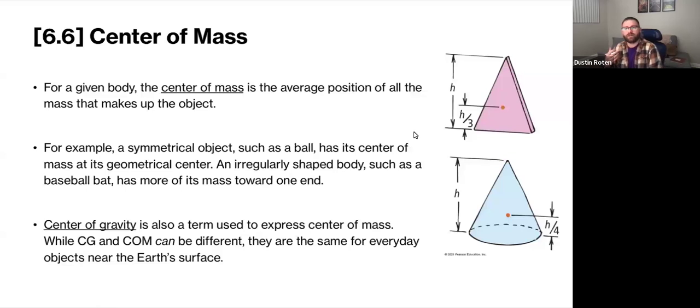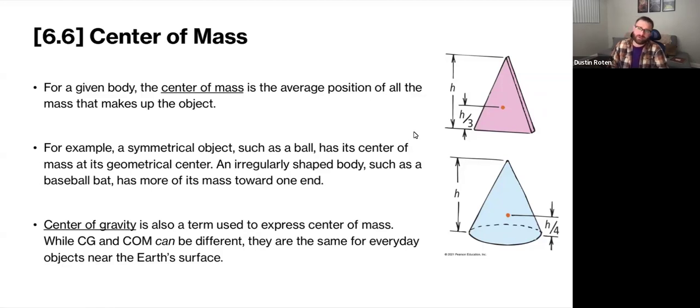We can also talk about center of mass. For any given body, the center of mass is essentially the average position of all the mass that makes up the object. When we're talking about spinning something, it's going to want to spin around its center of mass. And if we were to take this object and just smash it down into a tiny point, that's what the center of mass would be. So we got 2 options over here.